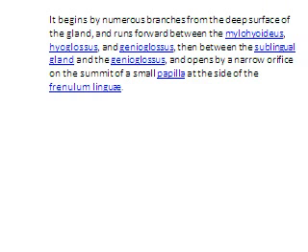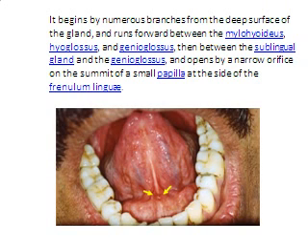It begins by numerous branches from the deep surface of the gland, runs forwards between the mylohyoides, hyoglossus, and genioglossus, then between the sublingual gland and the genioglossus, and opens by a narrow orifice on the summit of a small papilla at the side of the frenulum linguae. This is the opening of the Wharton's duct on either side of the frenulum linguae by a narrow orifice on the summit of a small papilla.